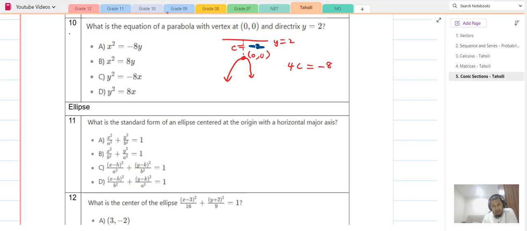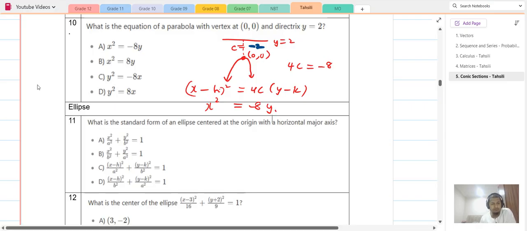And now we're going to write this parabola opening downwards. So you say (x - h)² is equal to 4c(y - k). It shouldn't be k first, it should be h and k, alphabetical order: h first, then k. So h is 0, k is 0, because the vertex is (0, 0). h and k are the vertex. So we get x² is equal to 4c, which was -8, and k is 0, so -8y. I hope you guys understood that.